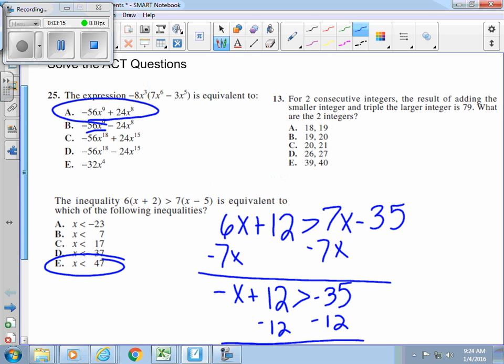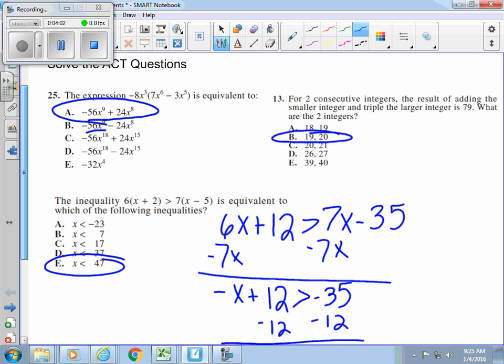For two consecutive integers, the result of adding the smaller integer and triple the larger integer is 79. What are the two integers? There's an algebraic way to set this up. Of course, you could just plug them in your calculator. The smaller number plus 3 times the bigger one. So 18 plus 3 times 19. 19 plus 3 times 20. Right? You can add those up. Is that it? 19 and 20? So, probably for ACT, that's the fastest way to do it. If this weren't multiple choice, you would have to set up a word problem. So, B.